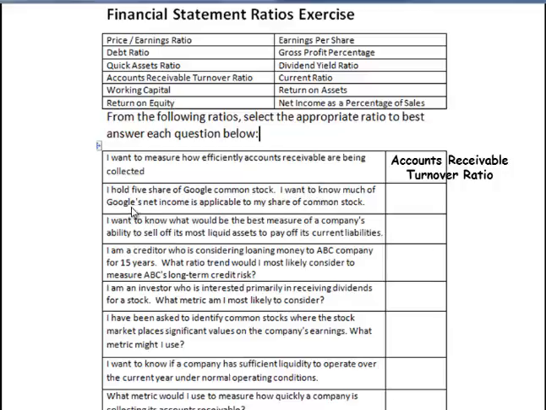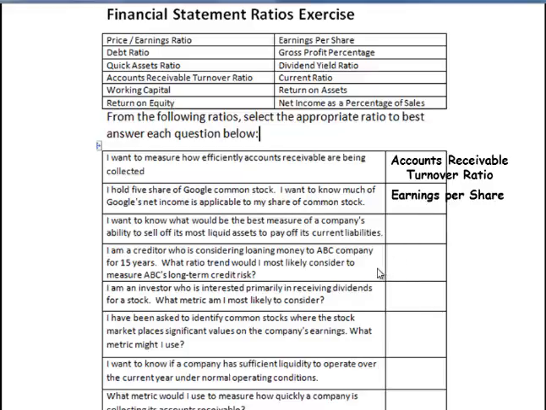Okay, now the second item is, I hold 5 shares of Google common stock. I want to know how much of Google's net income will be applicable to my share of common stock. And again, what I'm looking for is something that measures net income divided by my share of common stock. And in this case, the correct ratio would be earnings per share. There's the earnings per share.